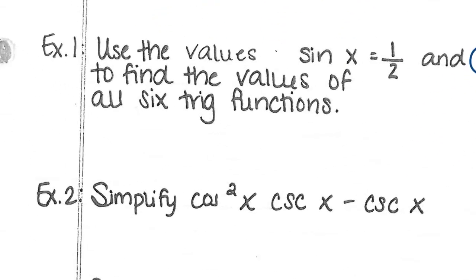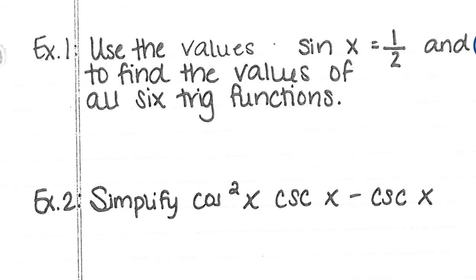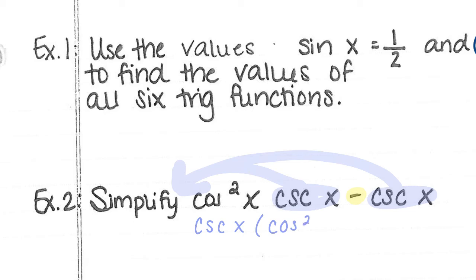All right, this is where the fun begins. I love this stuff. It's super fun. And we are going to have to start noticing some things. So for this, the first thing I notice is I have 1 minus sign, and I have 2 cosecants. So I'm probably going to factor out this cosecant to see what happens.